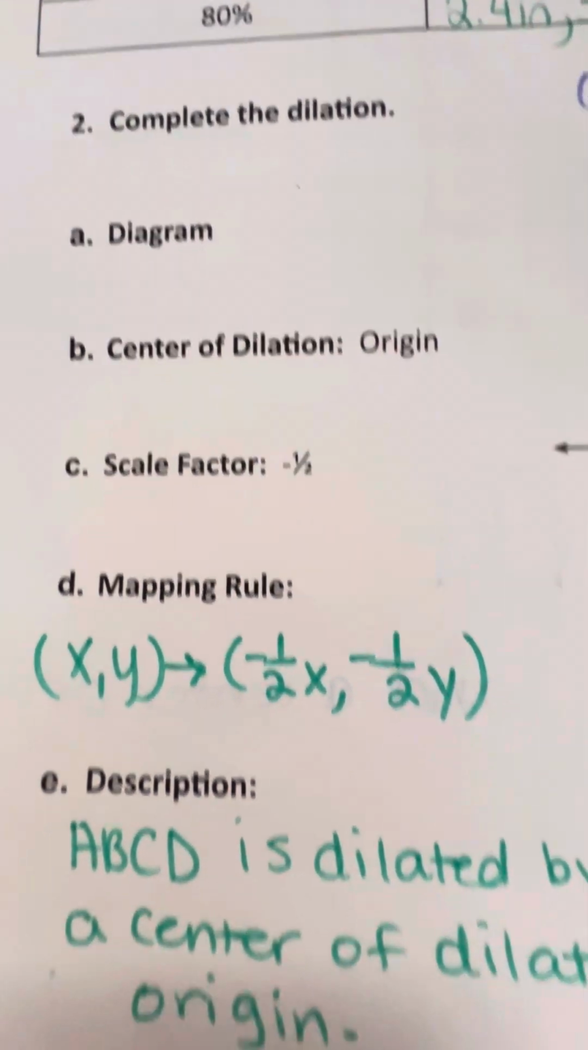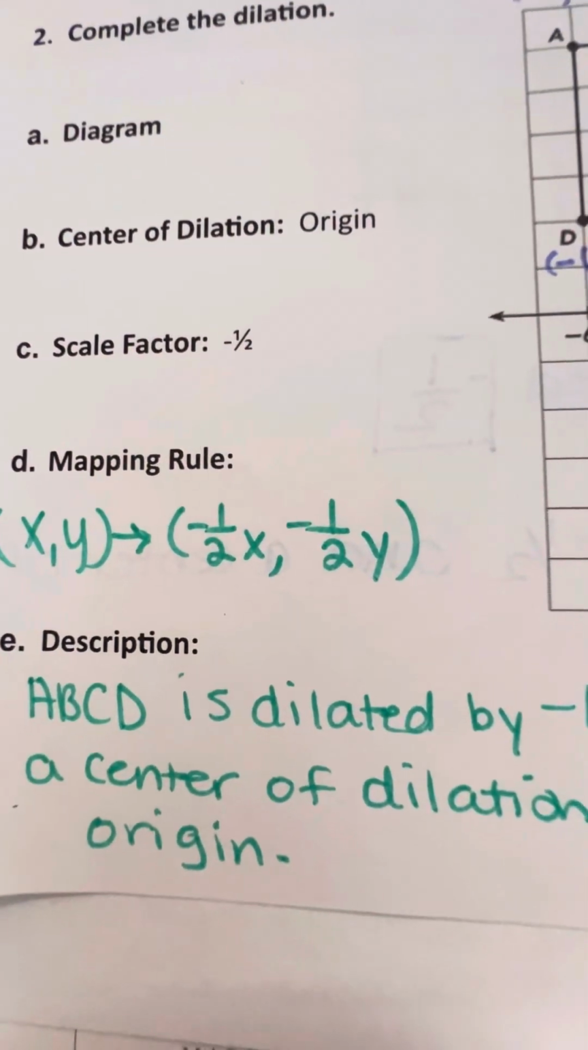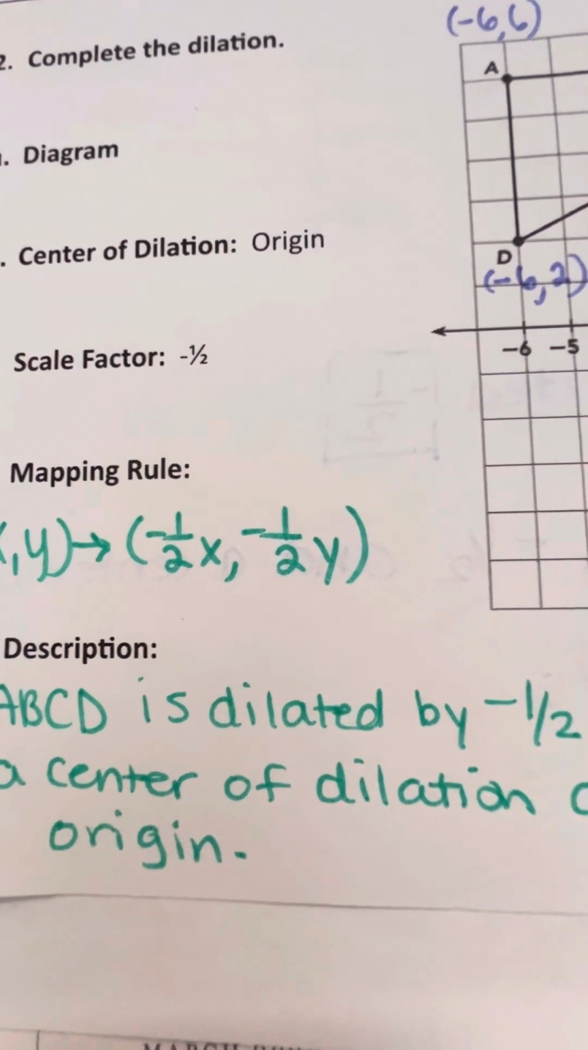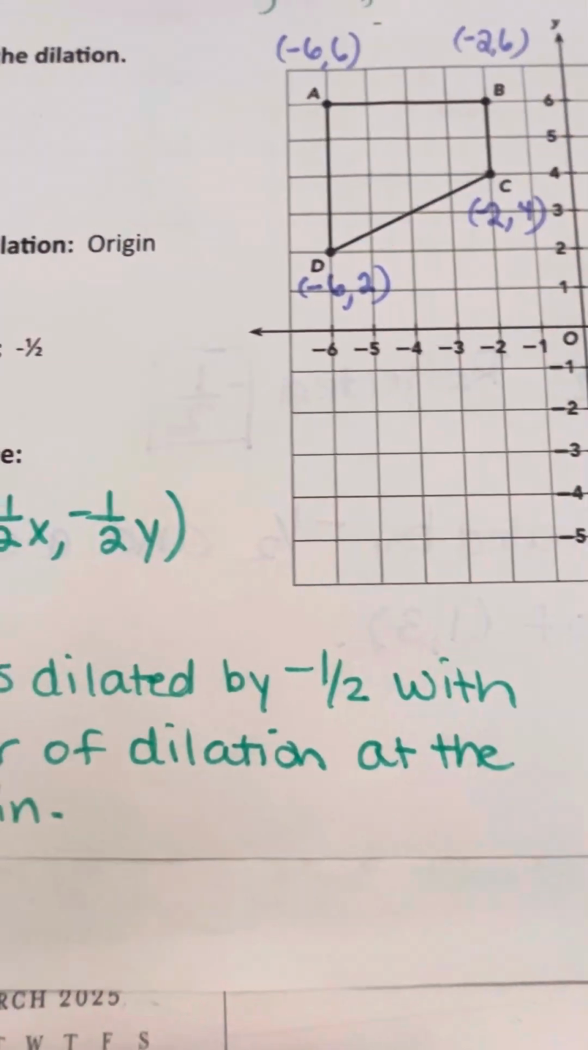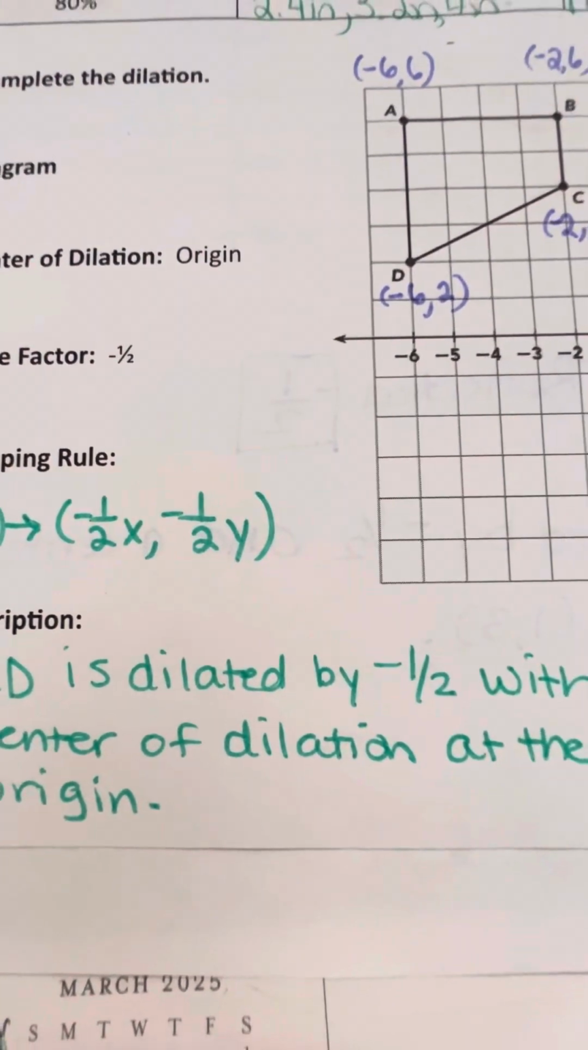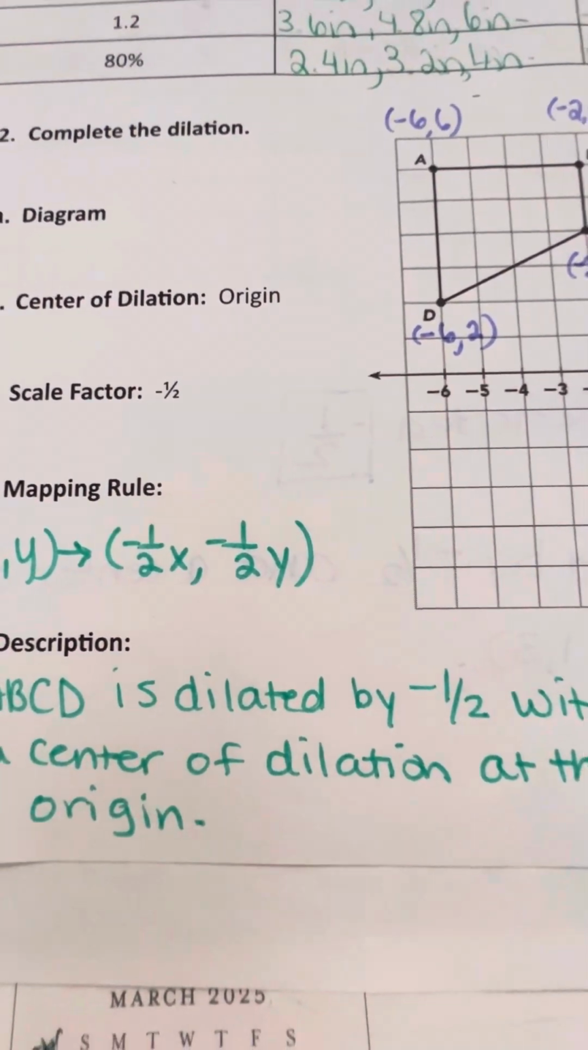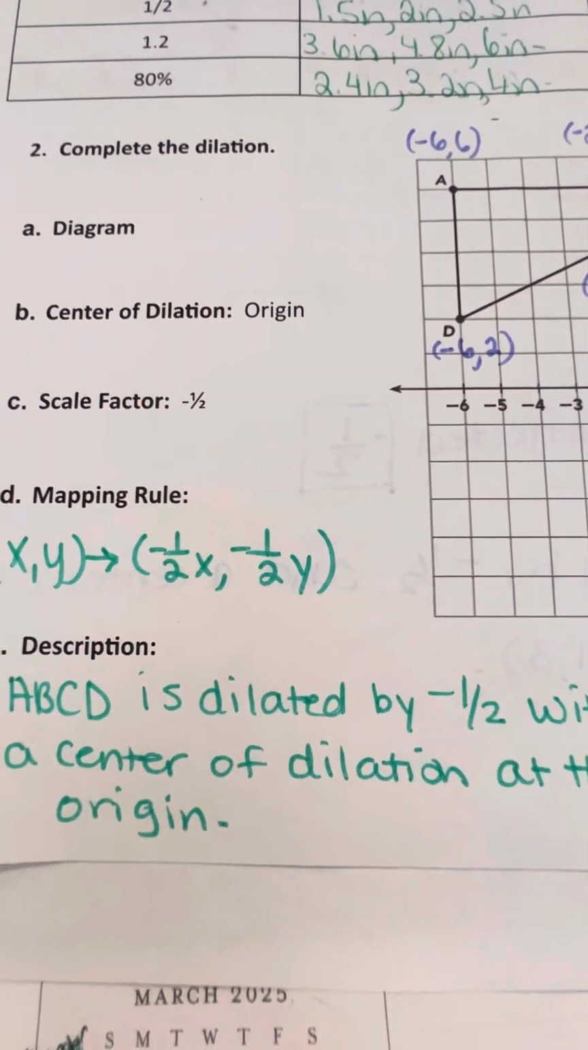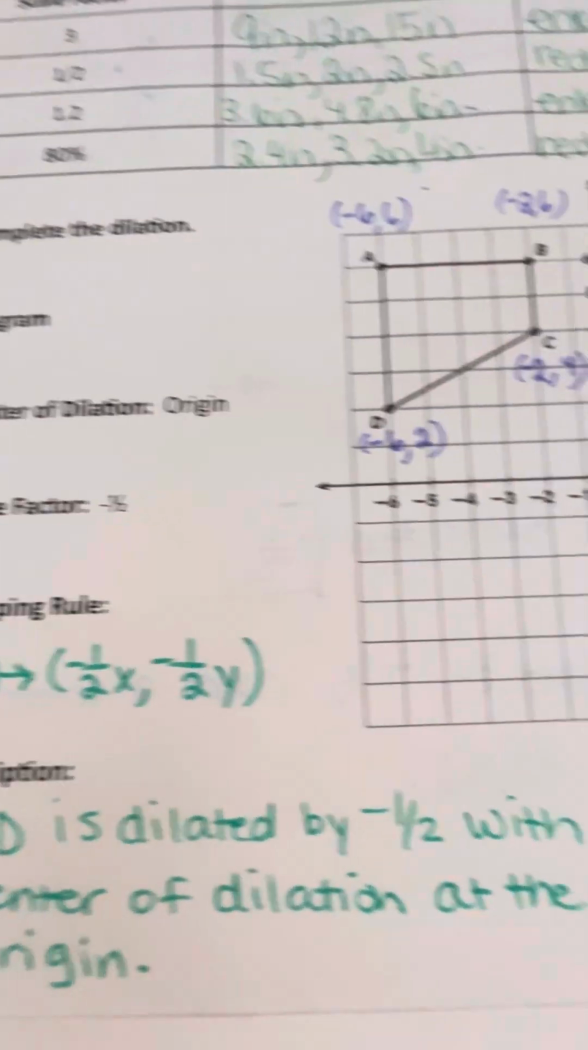Then our final piece is our description. So we see that quadrilateral ABCD is dilated by a -1/2 with a center of dilation at the origin. And that is how we would do a dilation problem given some pieces of information and a pre-image.